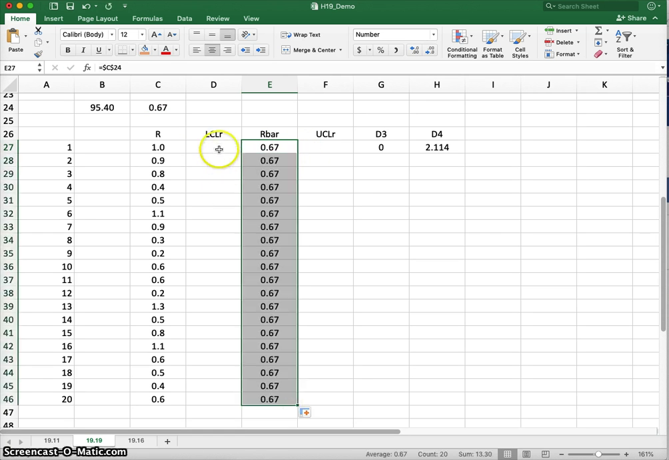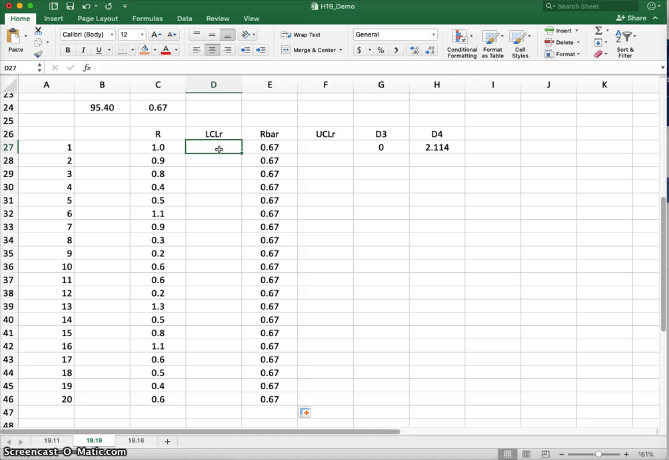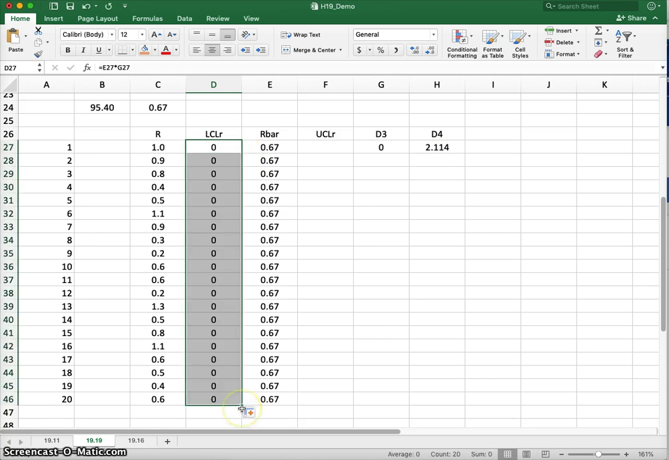Now the lower control limit for R bar just equals R bar times D3, okay? And D3 again is a number that I got from that same table. This is it. And it's 0, so I can see that the lower control limit is 0. So, you know, that makes sense. The lowest range that I'd want to have is no range at all. They were all exactly equal. That's my lower control limit.